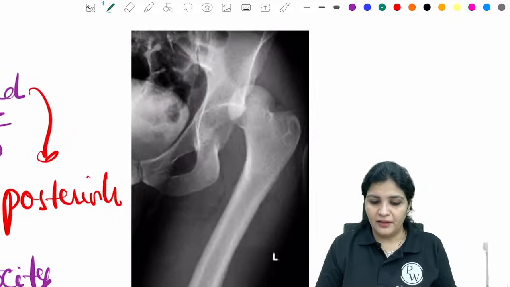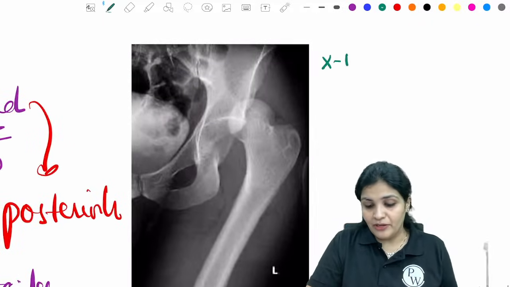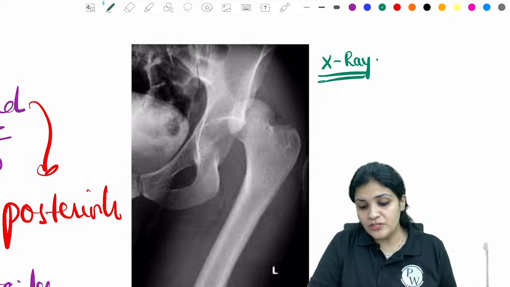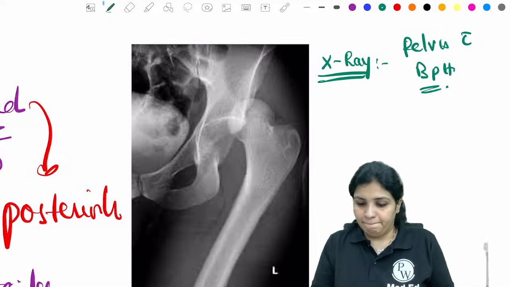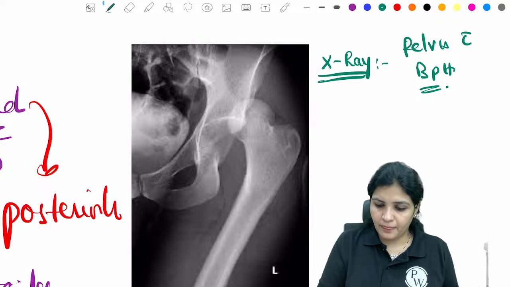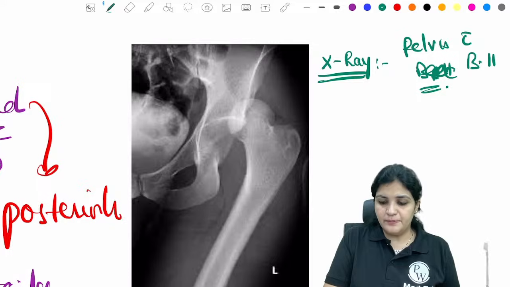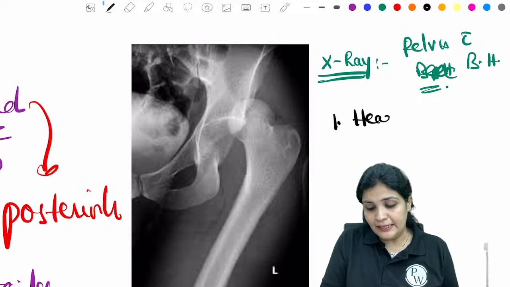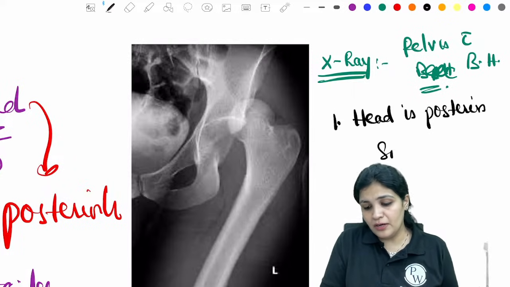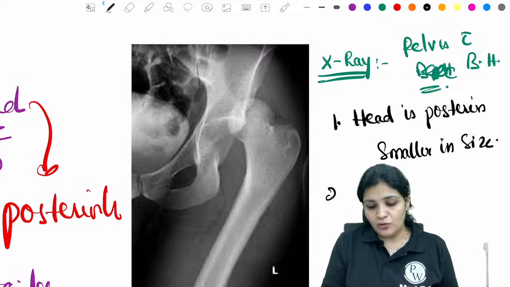Okay, now this is the x-ray. Whenever you get the x-ray, you have to order for pelvis with both hips. This is a single hip, but you have to always order pelvis with both hips, right? Here what you see, the most important thing is the head is posterior and it is smaller in size, compared to the opposite side.